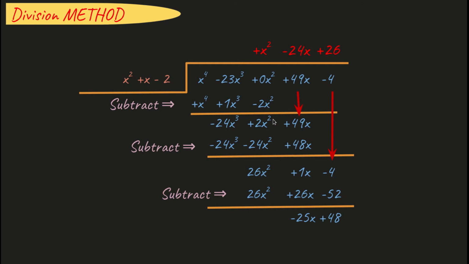But if you remember what I said in the very, very first part of this video, this 25x plus 48 is a remainder, but it is the fraction of the divisor. So we take that fraction and we move it up and we say that 25x plus 48 is a fraction of the divisor. And this is the real answer of this long division problem.